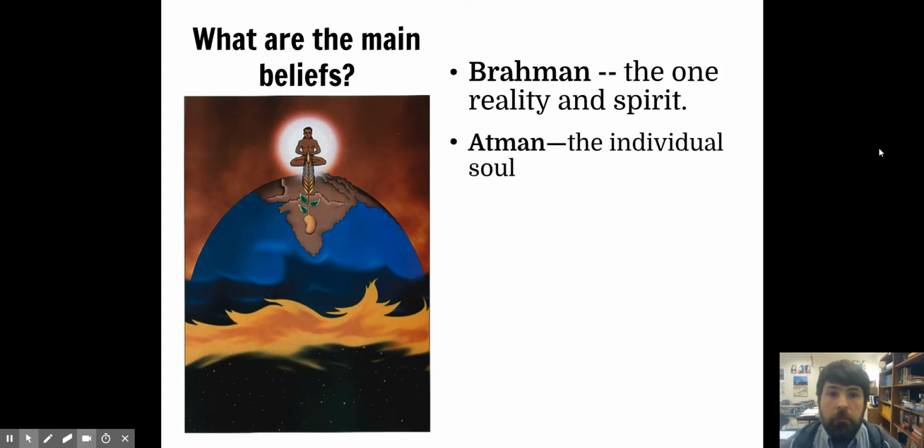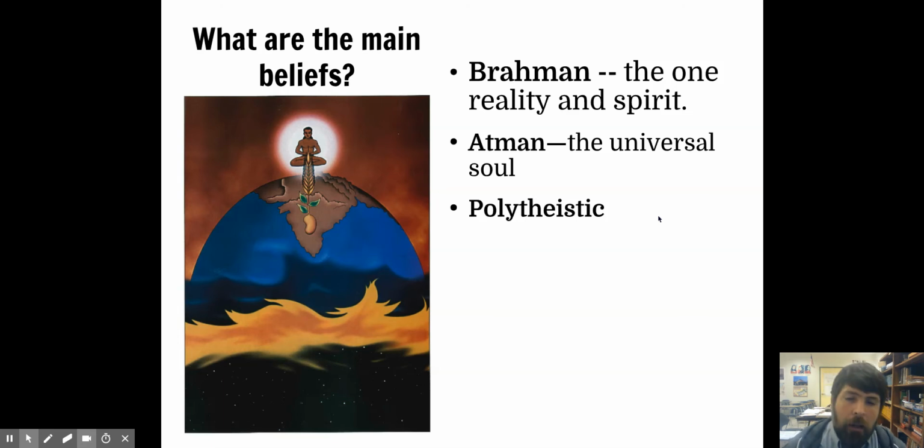Those individual spirits are called Atman. So if Brahman is like the ocean, this huge body of water, your individual soul is like a little droplet of that water that makes up the ocean. So Brahman is like the ocean, and Atman is like the little droplet that's you. And that little droplet is what gives you your personality and your life and everything about you that makes you who you are. And okay, so Hinduism is a polytheistic religion.